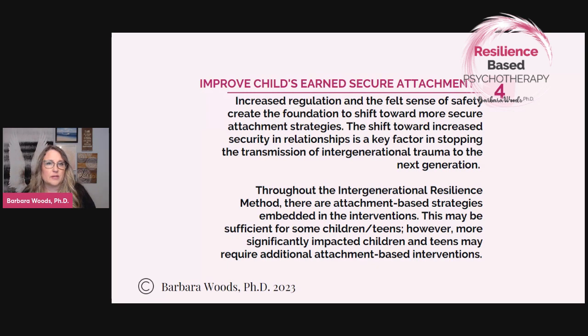So this may be sufficient for some children and teens, but there are some cases where there are significant impacts and they're deep, and a lot of different areas of those developmental domains are impacted. You may need to do additional interventions like maybe Theraplay, parent-child interaction therapy, all of those kinds of interventions for addressing finer details in the attachment. If there are huge impacts on attachment, they may need additional interventions.